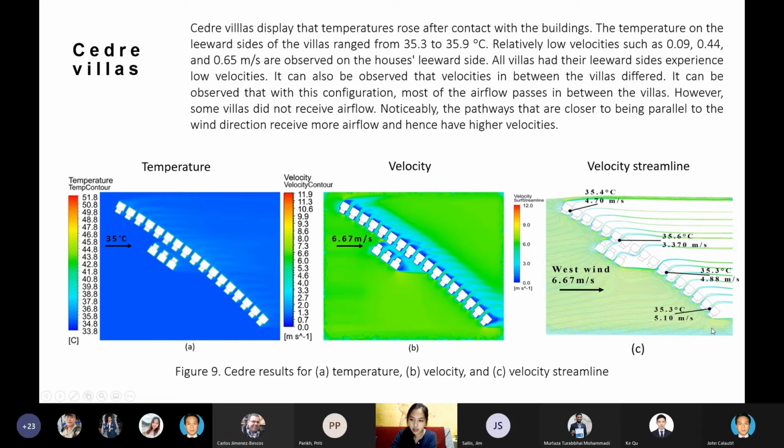Notice that the pathways that are relatively more parallel to the wind direction have more airflow passing through, thus also having higher velocities in these areas.